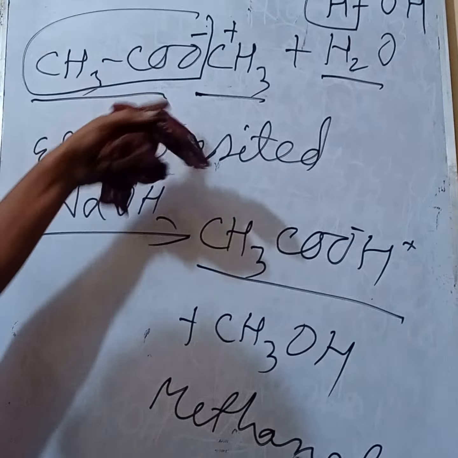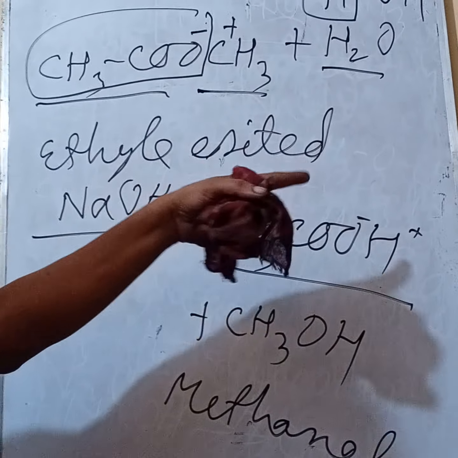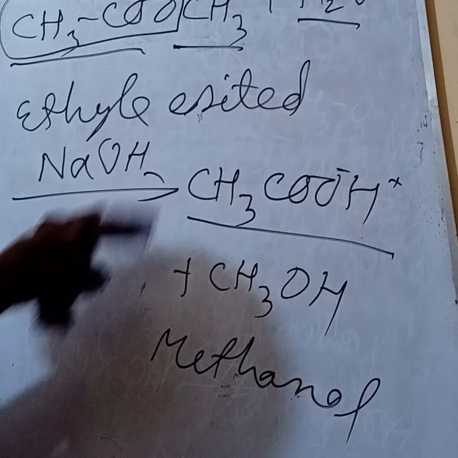Ethyl acetate, an ester. This is an ester. The ester combined with water and sodium hydroxide, a base, gives acetic acid, or ethanoic acid, and methanol.